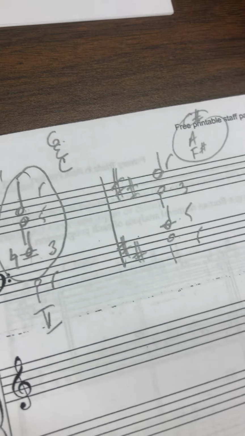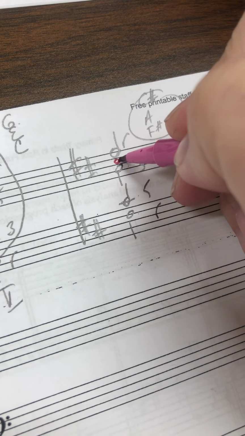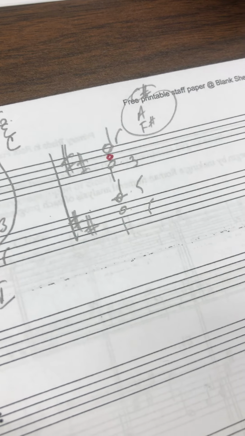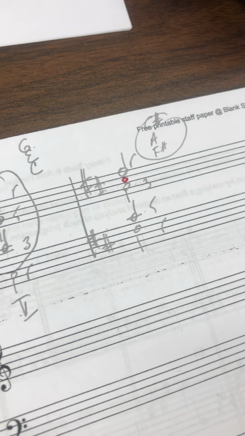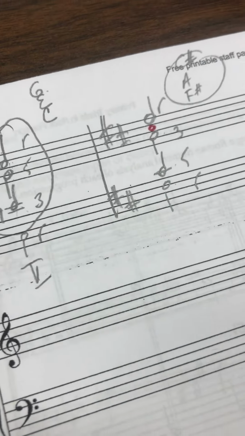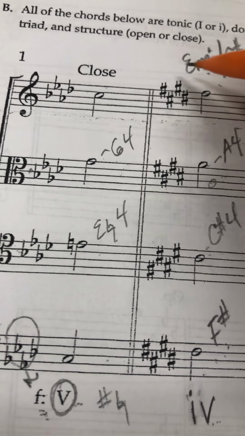Let me get a different color to show you. I can squeeze in a part of this chord right here. I could fit in a C sharp if I wanted to make it closed. That's how I would do it. But therefore, that tells me this chord is open. This is an open chord.